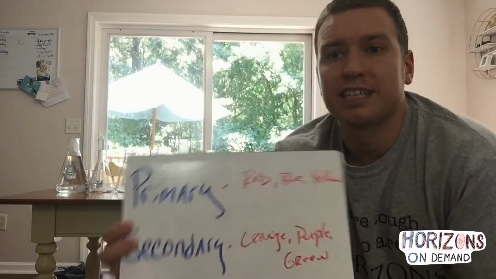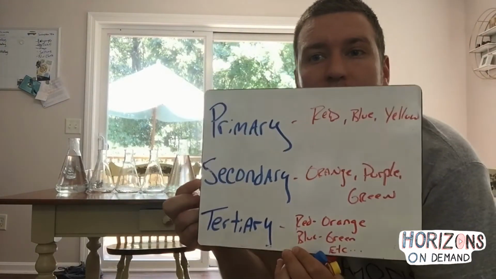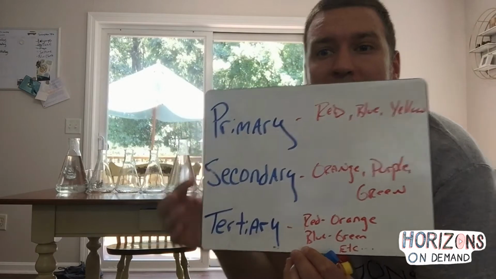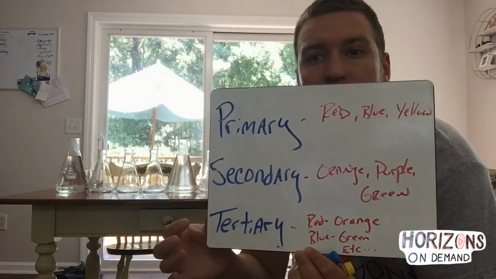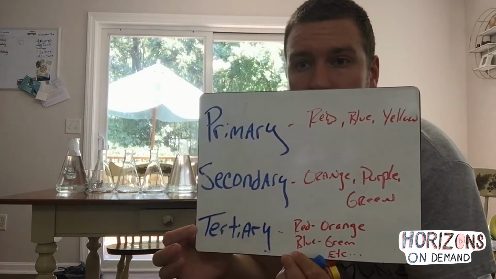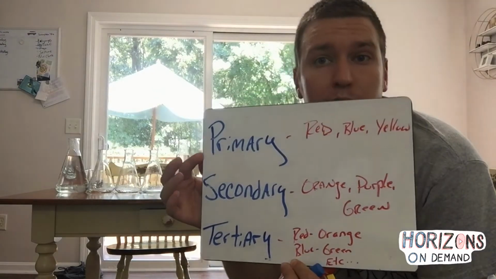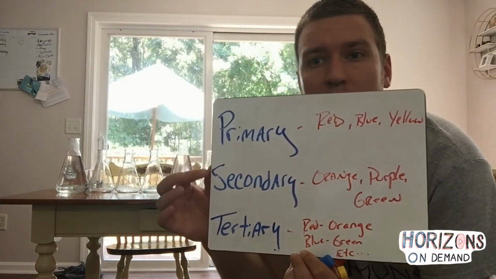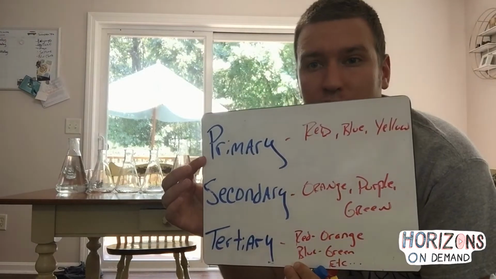When you combine primary colors, you then get to your secondary colors. And when you combine primary and secondary colors, you'll eventually get to your tertiary colors. So for example, we talked about our primaries being red, blue, and yellow. Our secondaries are combinations of our primaries.